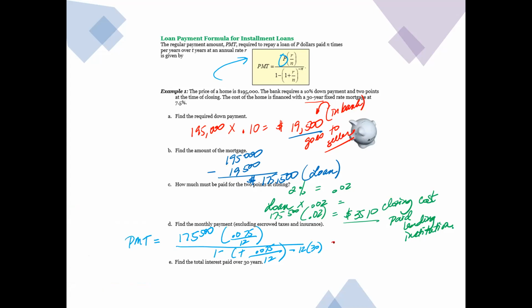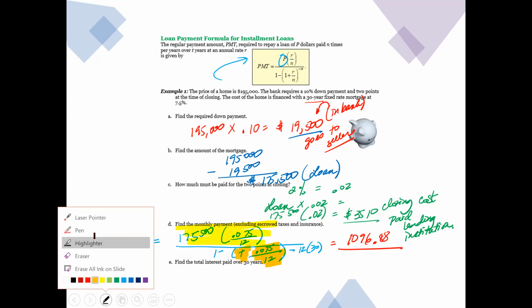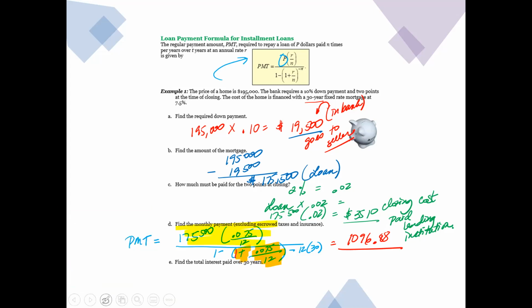All right, so what I want you to do first is specifically focus on the top right here. What is 0.05 divided by 12 times 175,500? You should get 1096.88 divided by. Then what you're going to do is look inside here, divide this part, and add it to the 1, which I didn't write down, but there's a 1 in here. Add it to the 1.